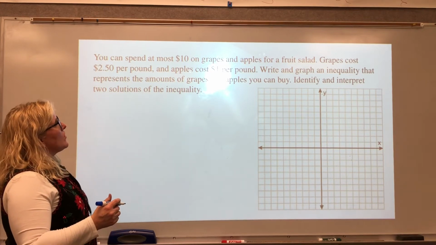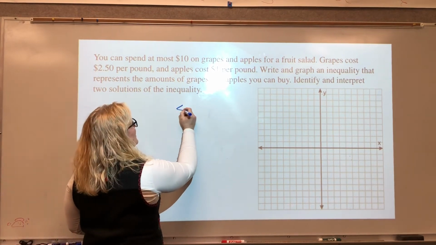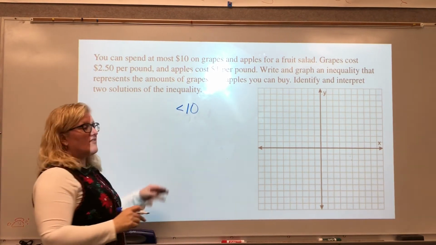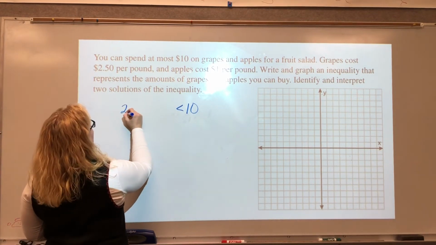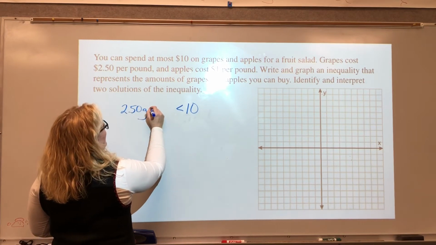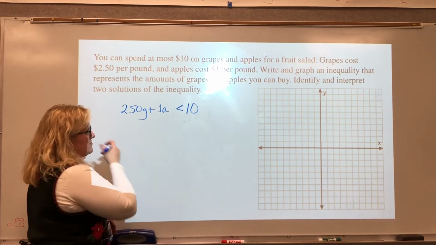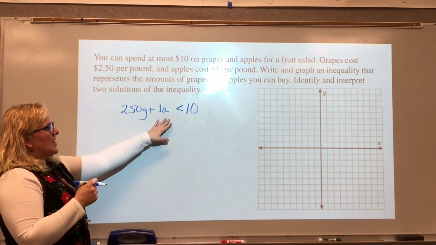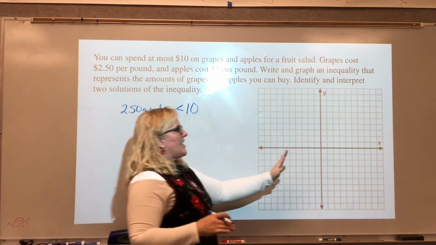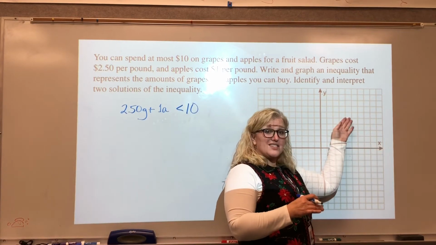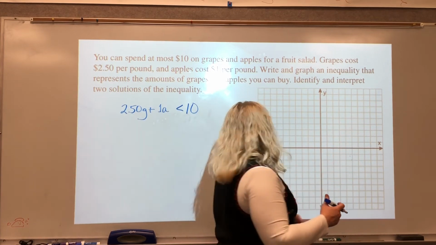All right, so I can spend at most $10. That means that 10 is the very largest it can be. So I've got a less than or equal sign here. Then I've got $2.50 for my grapes, and I have $1 per pound for my apples. So here's my inequality. Now let's figure out how to graph this. I know that I can only have a positive amount of grapes and a positive amount of apples, so it's all going to be in the first quadrant over here.